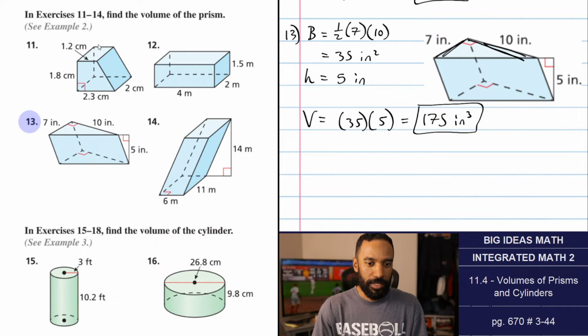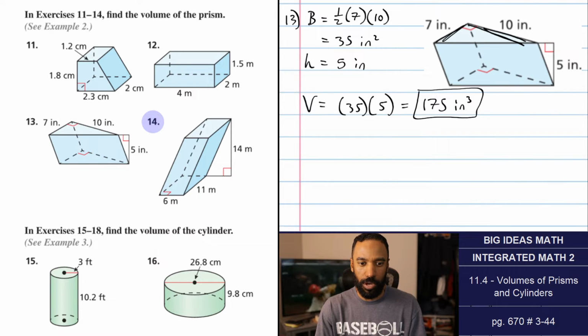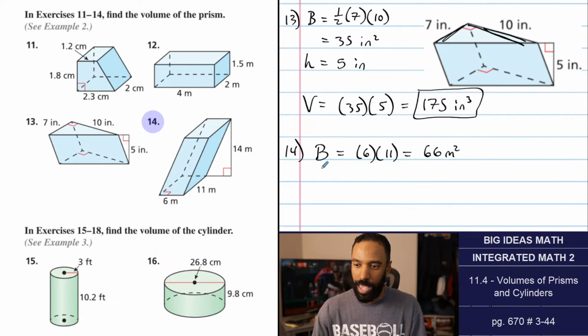And then number 14, same stuff as before. You do have some congruent bases on top and bottom. Let's use those, whereas the height they're declaring should ideally be the 14. They are rectangular bases, so it is a rectangular oblique prism. So the area of the base in this case is 6 times 11, which is 66 square meters. And your height is 14 meters.